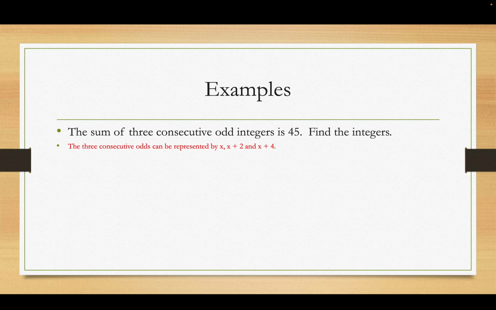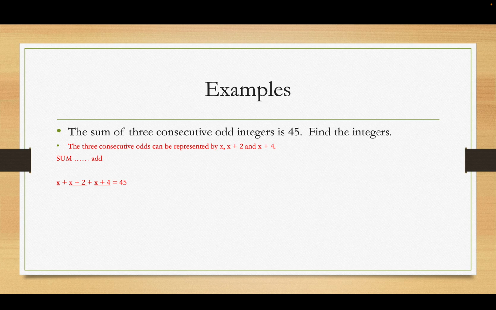so altogether I've gone up 4. So that means for 3 consecutive odd integers, we can represent them by x, x plus 2, and x plus 4. And this problem talks about the sum. So that means add them up, and I get 45. So the first one, which is x, plus the second one, x plus 2, plus the third one, there it is, x plus 4. Add those 3 up, you get 45.